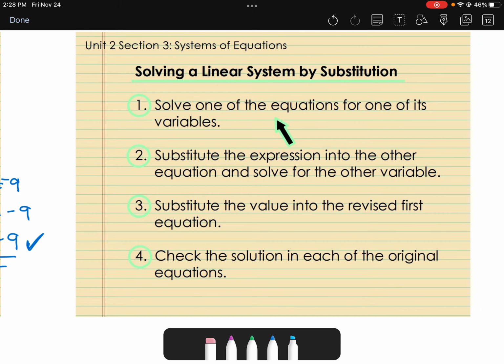Then you go to step 3. Once you get that variable, substitute the value into the revised first equation or second equation. Actually, it doesn't matter which one you pick. And then step 4, check the solutions in each of the original equations. Step 4 is that optional one, but you can check your solution so you know you get that 100%.